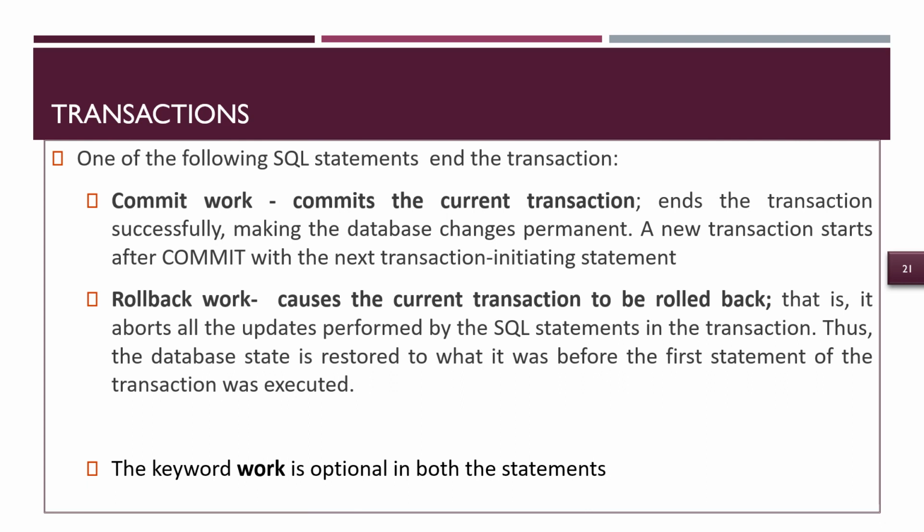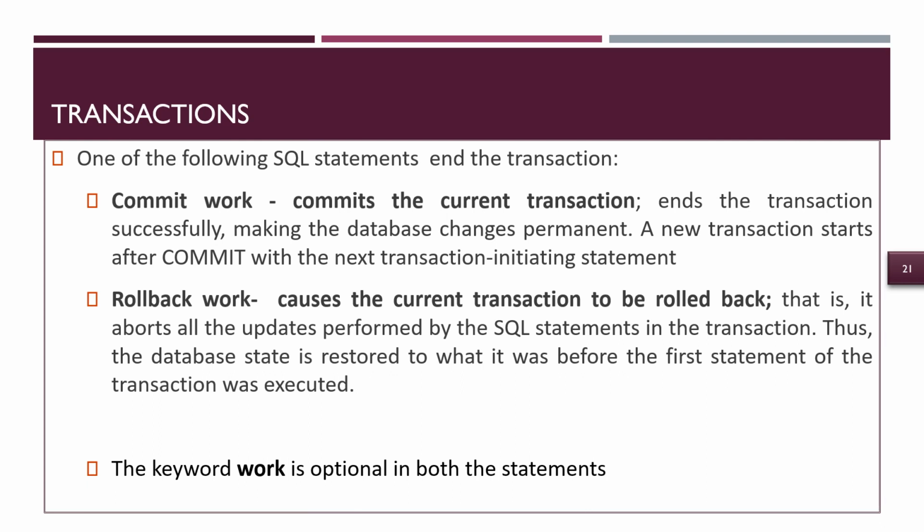Commit work commits the current transaction. It ends the transaction successfully, making the database changes permanent, committed. A new transaction starts after commit with the next transaction-initiating statement.